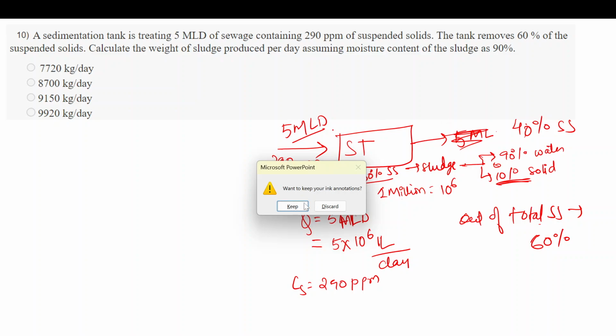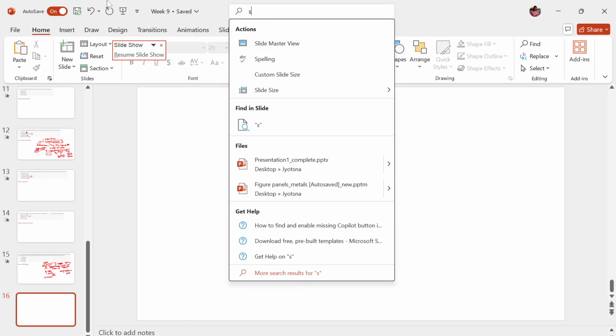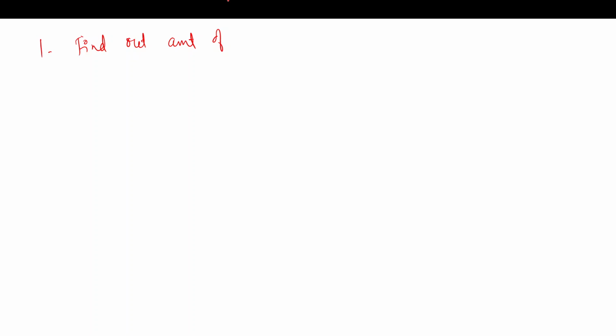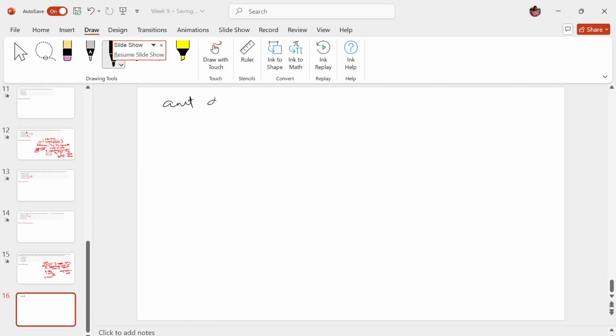Let me take a new slide. So the first step is to find out the amount of suspended solids entering the sedimentation tank. Right, so what will be the amount of suspended solids entering?